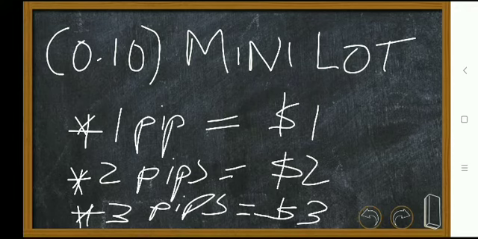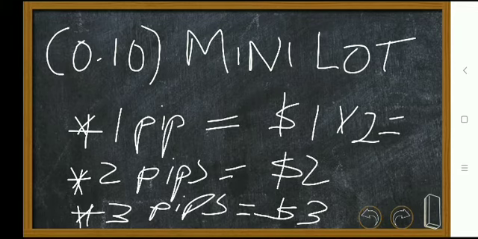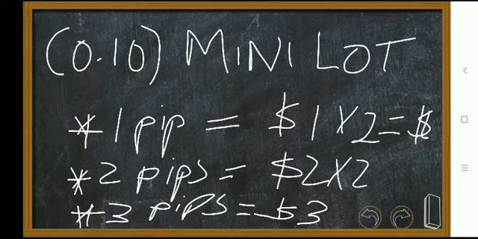And remember, these examples which I'm giving are for a single mini lot, one standard lot, one micro lot. So if there are two mini lots, that means you'll further multiply by 2. So that will be $2 for 1 pip. Here it will be $4 for 1 pip. But then I hope you get where I'm going.